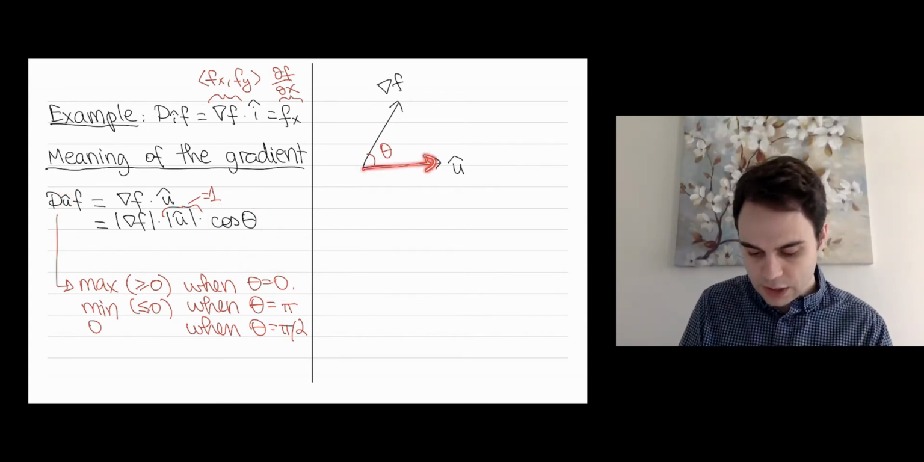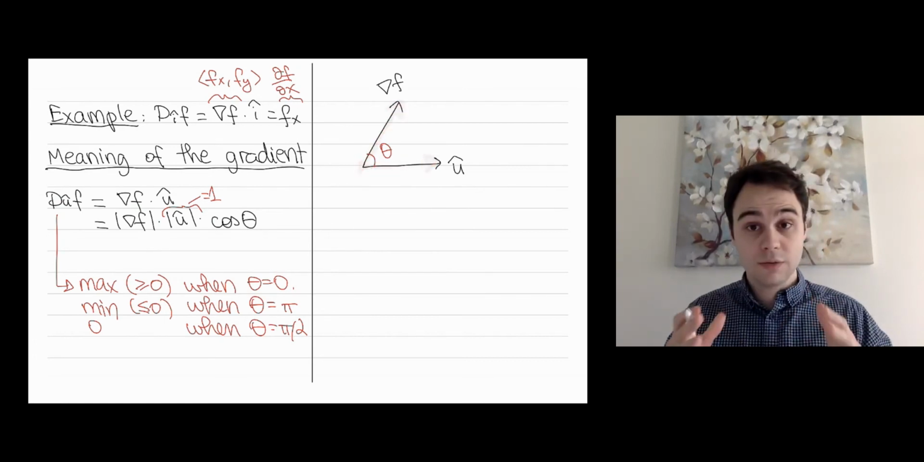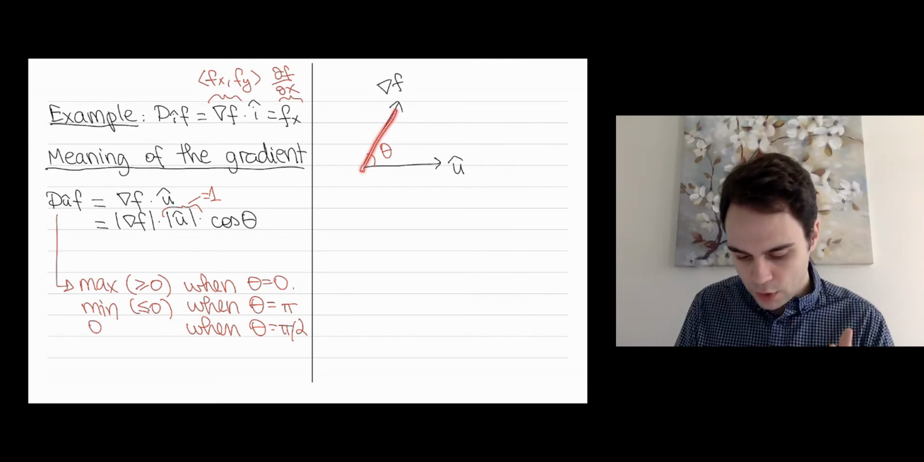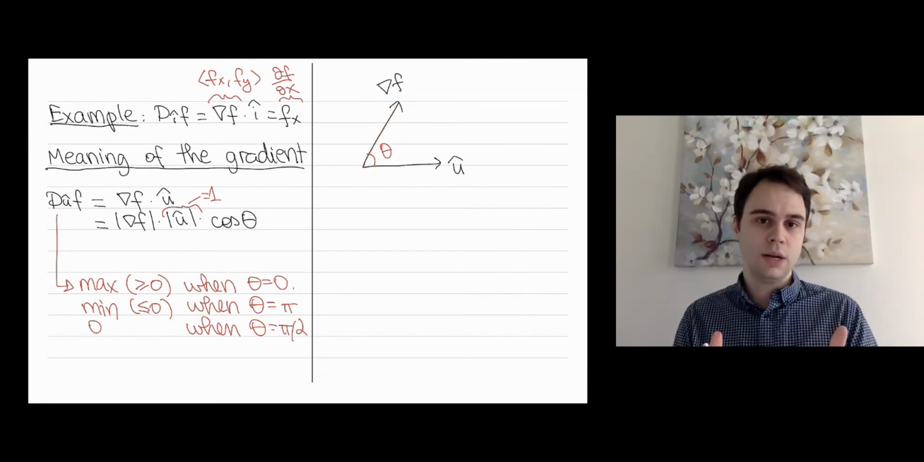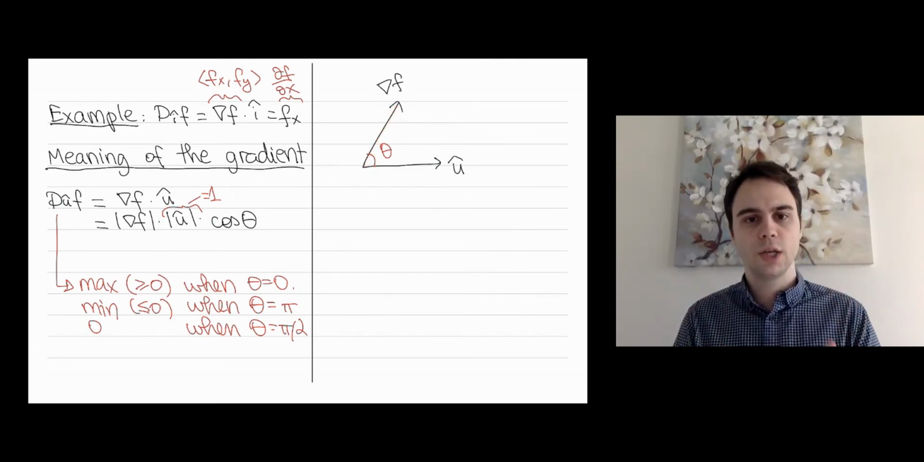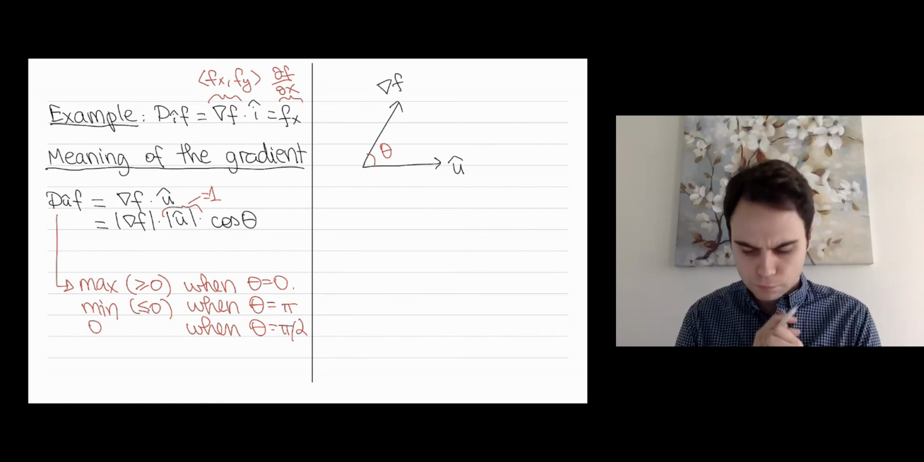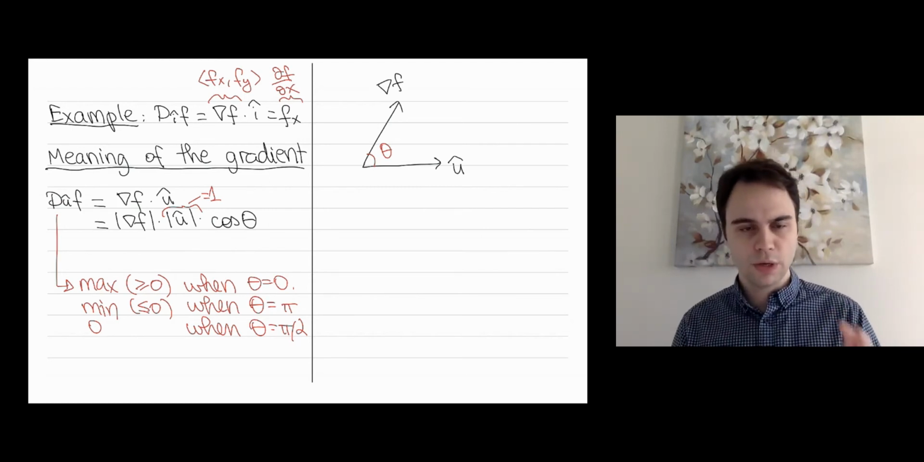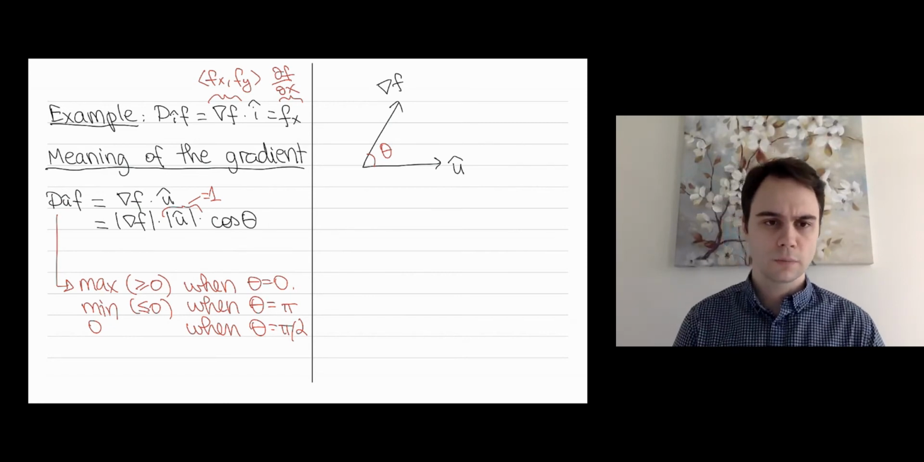In other words, if I want to increase f as fast as possible, I want u to be in the same direction as the gradient. I want to move in the direction of the gradient. Right, to increase f as fast as possible, I want to move in the direction of the gradient.